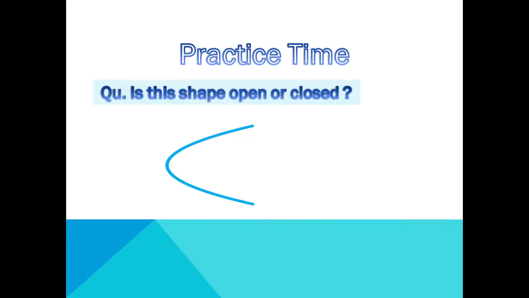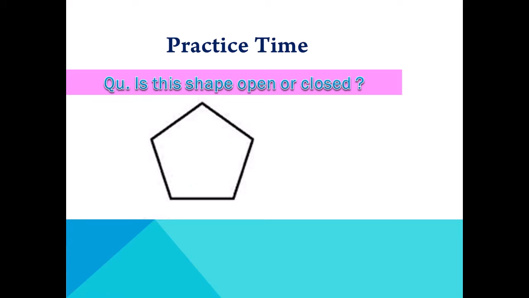Now, practice time. Here is a question. Is this shape open or closed? You see, in this shape there is some gap. So, this is an open shape. Now, next question. Is this shape open or closed? Observe, in this shape, no gap. So, this is a closed shape.